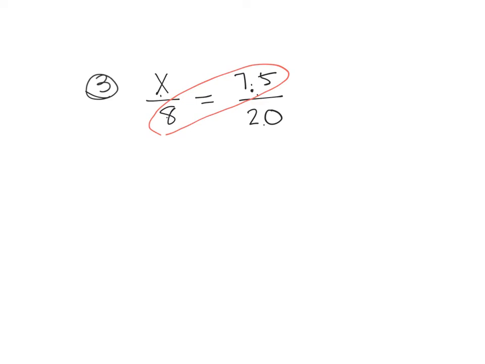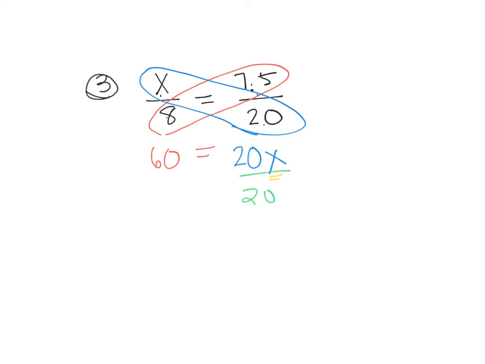When we cross multiply, that is going to give us 60. And when we cross multiply here, that is going to give us 20x. And we want the x by itself. So therefore, we're going to be dividing both sides by 20. Those 20 divided by 20 cancels out to 1. 60 divided by 20, 6 divided by 2, is going to give us x is equal to 3.